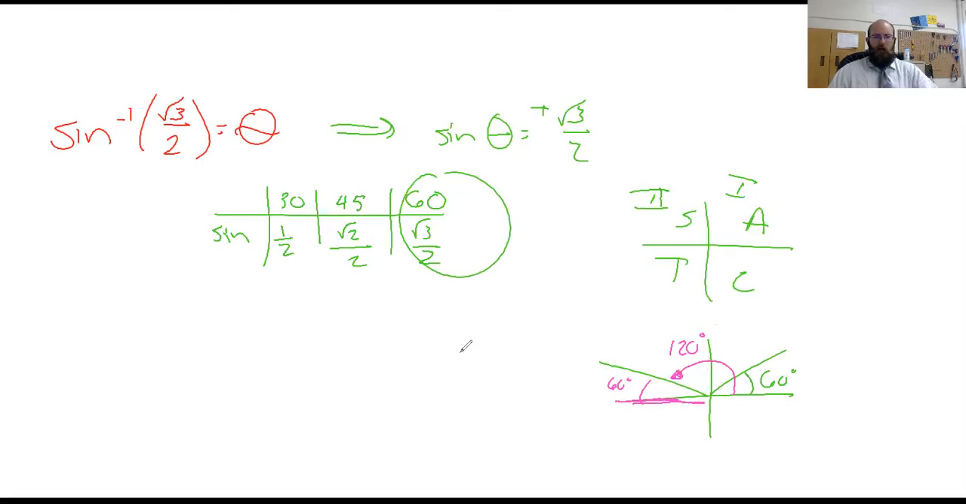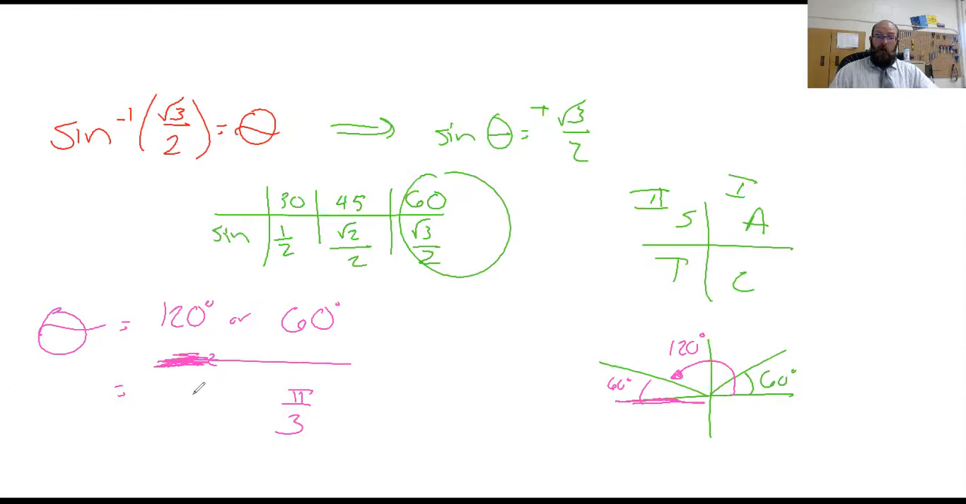All righty, so this answer is theta is 120 degrees or 60 degrees. And I'm just going to do a line. Degrees on top, radians are going to be on bottom. I also would equal pi over 3 and 2 pi over 3. Bottom part is in radians, top part is in degrees. Okay, let us do another.